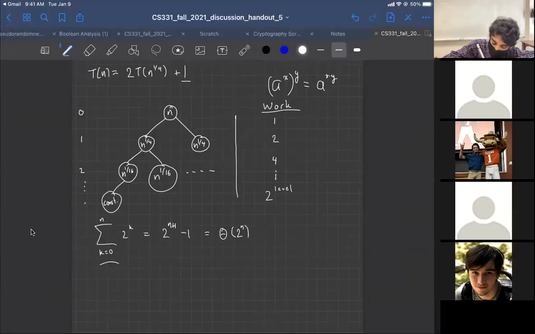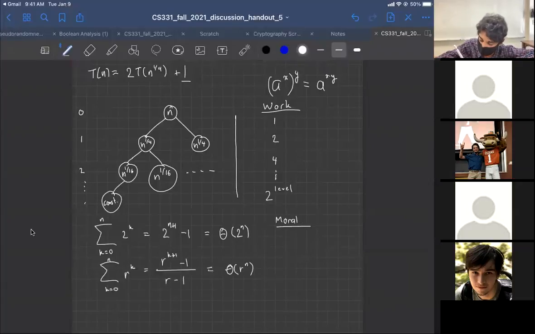In general, if you have some common ratio, let's say it's r, the sum of r to the k from k goes from 0 to n is r to the n plus 1 minus 1 over r minus 1, which is, again, theta of r to the n. So the moral here, right? When you have a geometric series where every term is some constant number times the previous term, geometric series are dominated by the last term.